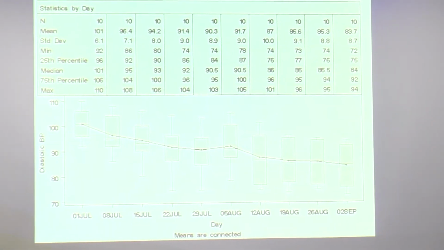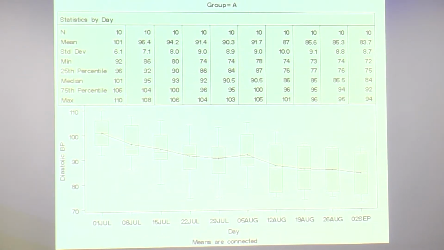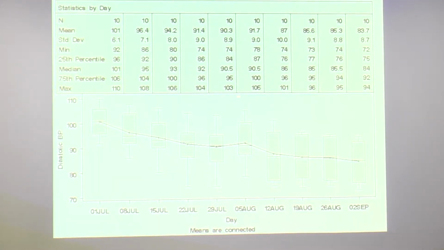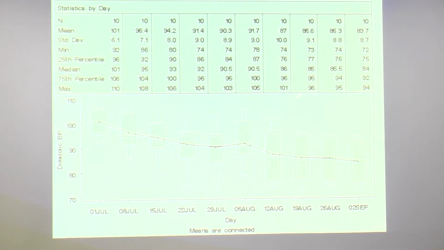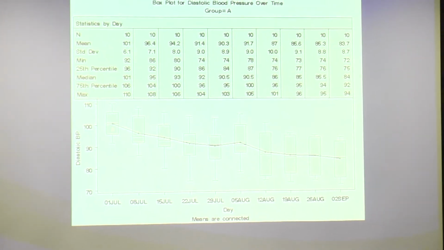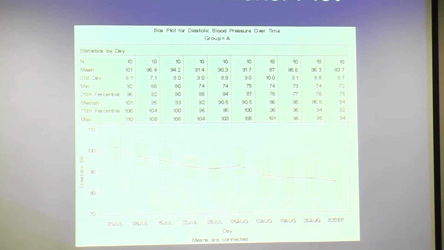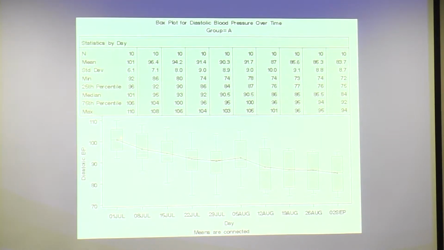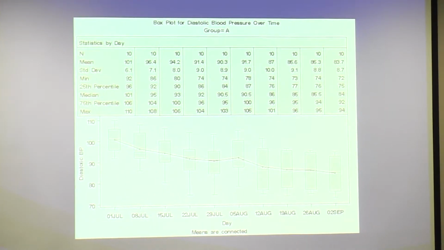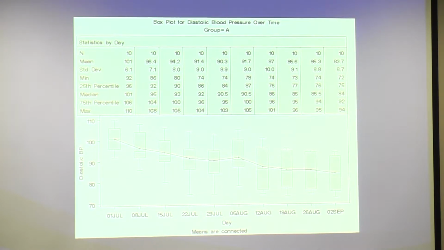And this is a busy slide, but what you're seeing here is basically all of the numbers in table form, and then these are box plots over time. So what you have below are the different days, and you're seeing how each day compared to the others and kind of forming a trend. This line connects the means of each day. This is diastolic blood pressure over time. So you can see the trend over time, and you can see what was going on descriptively in each day.